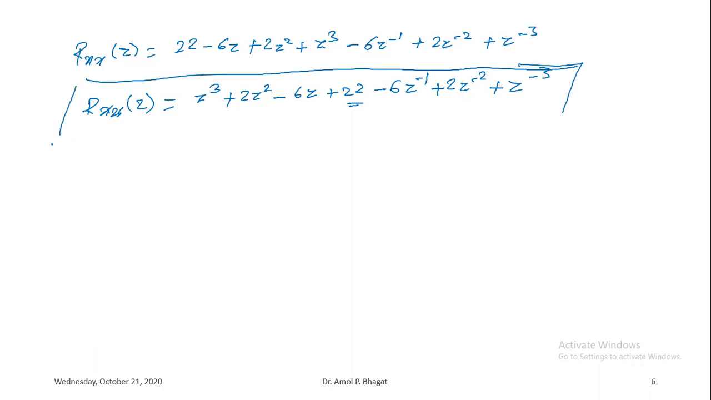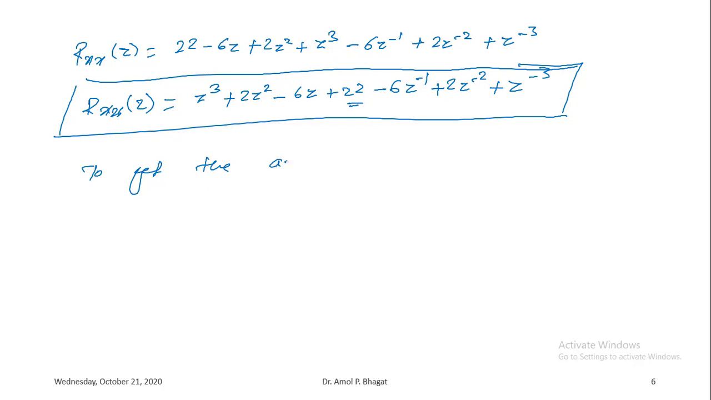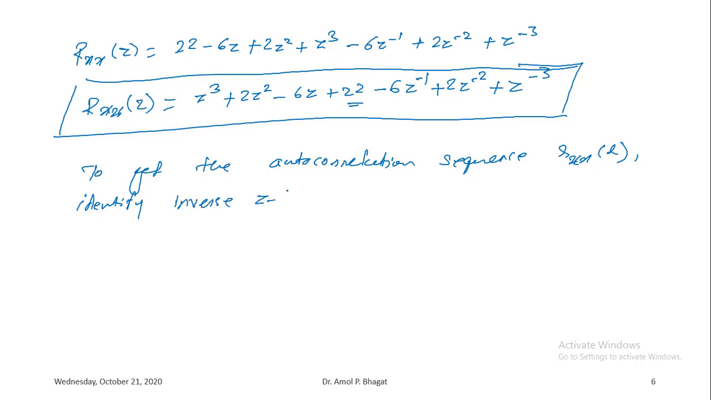Okay, so this is nothing but the required multiplication, and to get the autocorrelation sequence, that is Rxx of L, identify the inverse Z transform of Rxx of Z. Okay, so we have to only identify the inverse Z transform of Rxx of Z, and that will be indicated as Rxx of L. And it will be simply the coefficient of this expression.